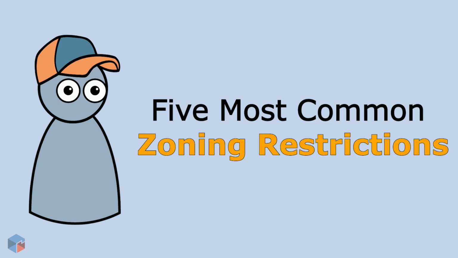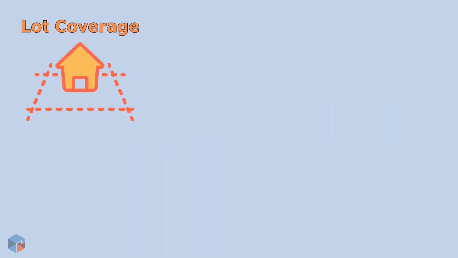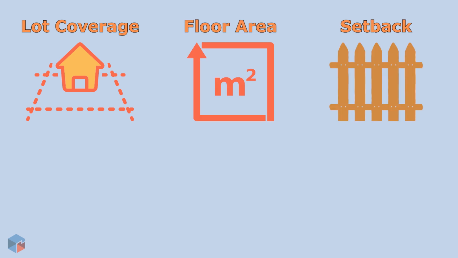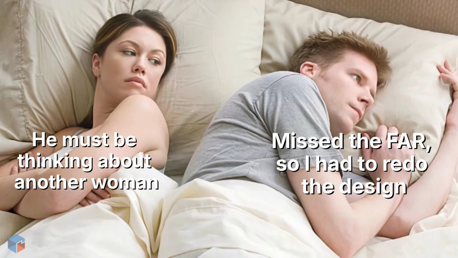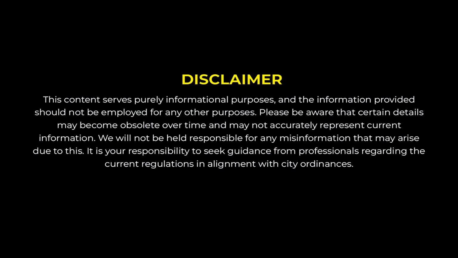So today, let's break down 5 of the most common zoning restrictions you'll come across. Lot coverage, floor area, setbacks, building height, and off-street parking. These aren't the only rules, but they're usually the ones that have the biggest impact on what you can build.